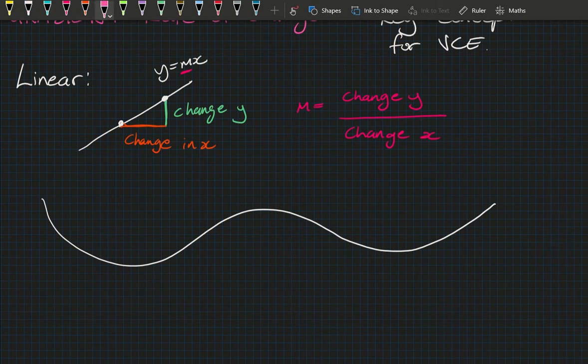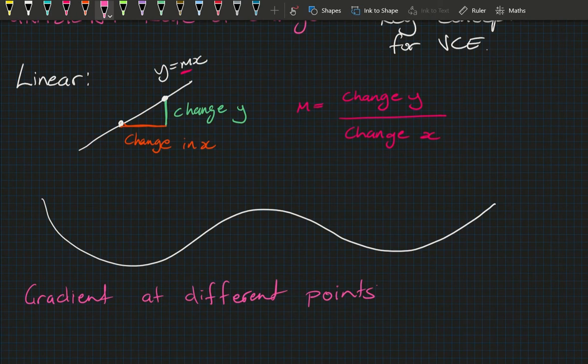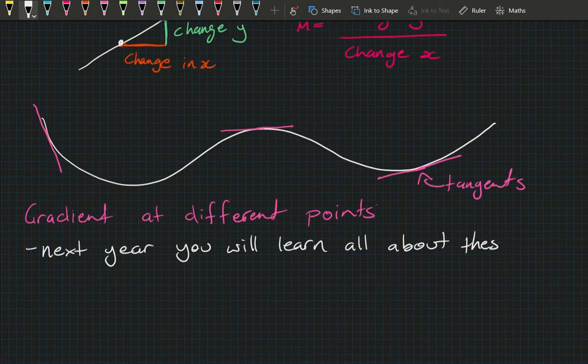We can see that there isn't a constant rate of change here. It's all over the place. So we would need to find the gradient at any particular point. So for example, you could see that we have a steep negative gradient here, and a flat one here, and a flat one here. And there really is only one point that goes exactly through the graph at the same direction at that point. These are called tangents, and next year you're going to learn all about these tangents.